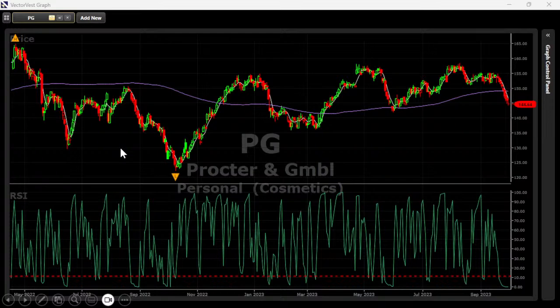There is a short setup with the RSI2. It's priced below the 200-day moving average, but above the 5-day moving average, and the 2-period RSI is above 90. That's the short setup. I'll talk a little bit about that later.